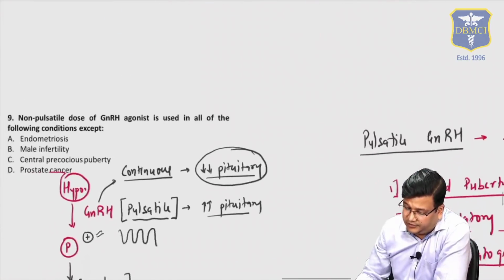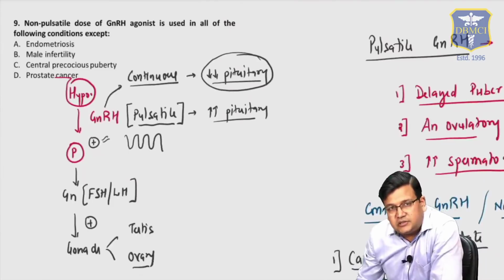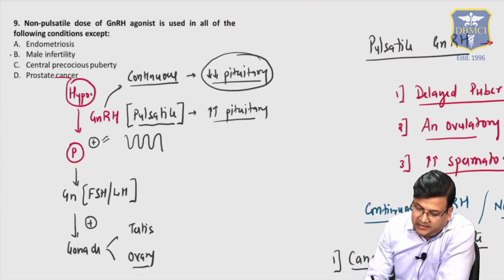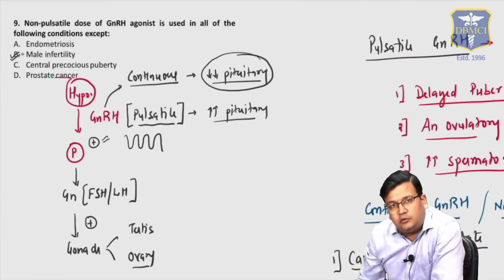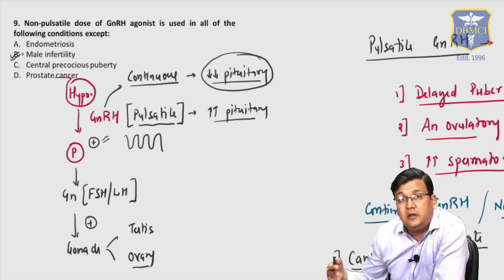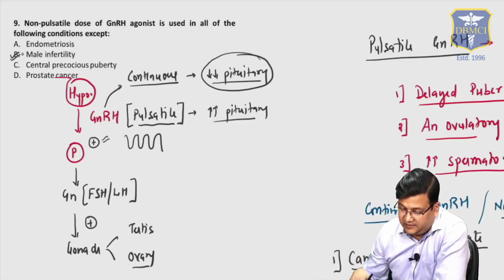Let's look at what is given in the options. Non-pulsatile or continuous can be used for all of the following, except, I think male infertility can be easily ruled out. In male infertility, we want to increase spermatogenesis, so we will give it in a pulsatile manner, not non-pulsatile. Rest of the uses we have discussed.